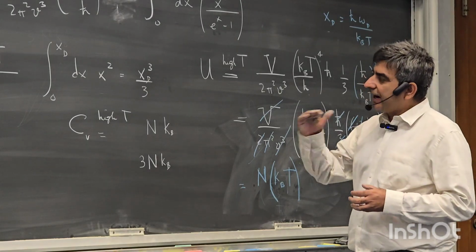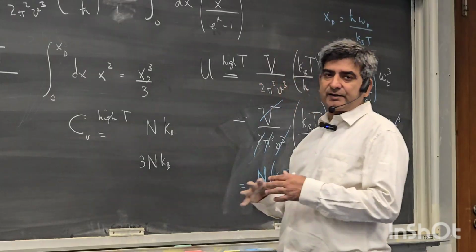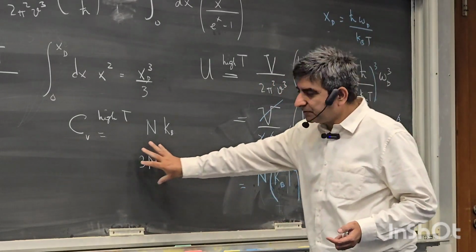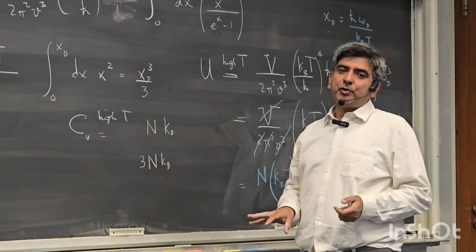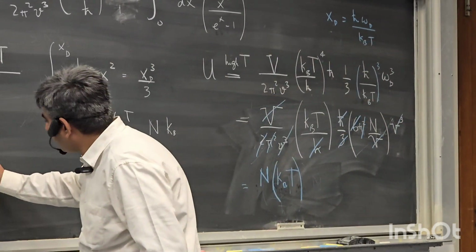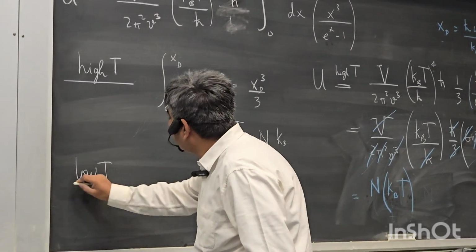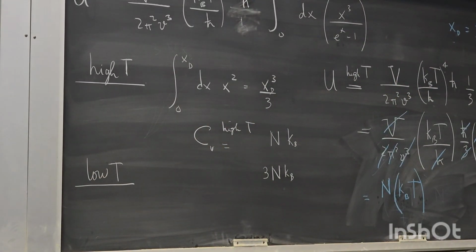And at the high temperature limit, the Debye result and the Einstein result match. And they match with all the possible classical predictions. They also conform to the Dulong-Petit law. At very low temperatures, extremely low temperatures, you can correspondingly find out the energies.